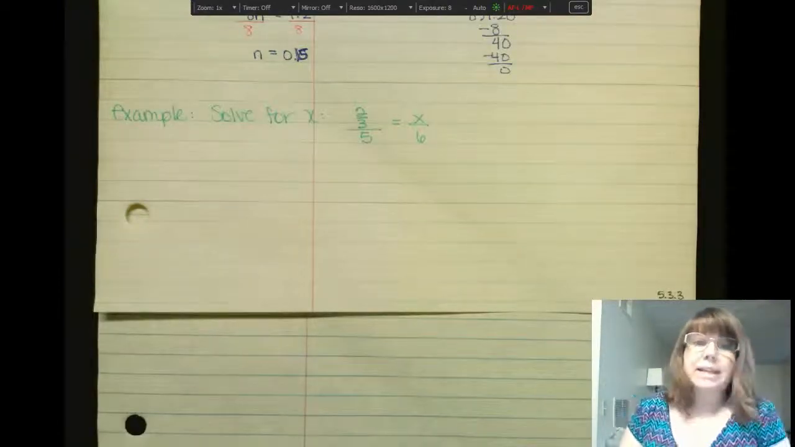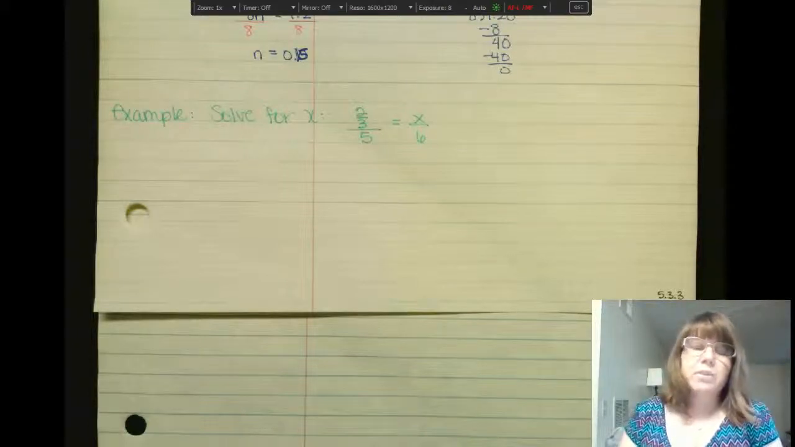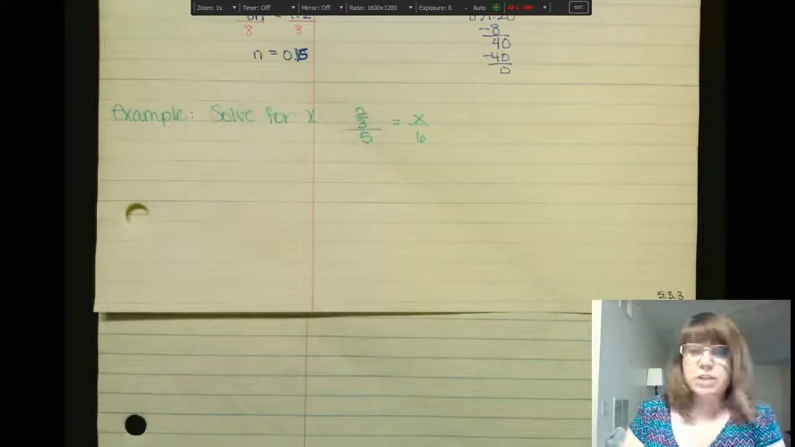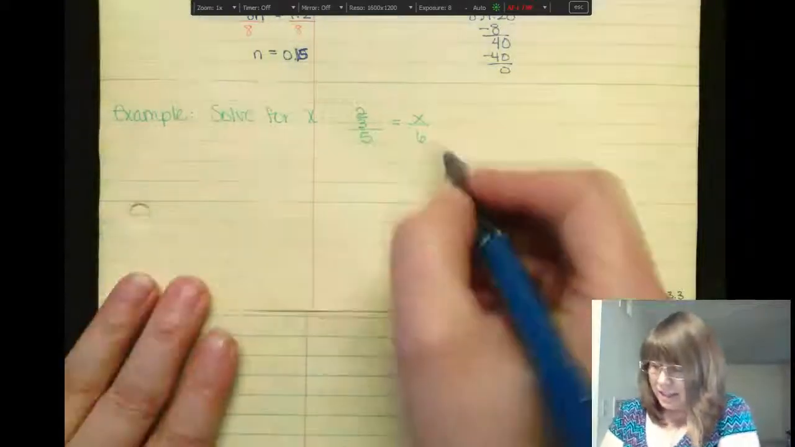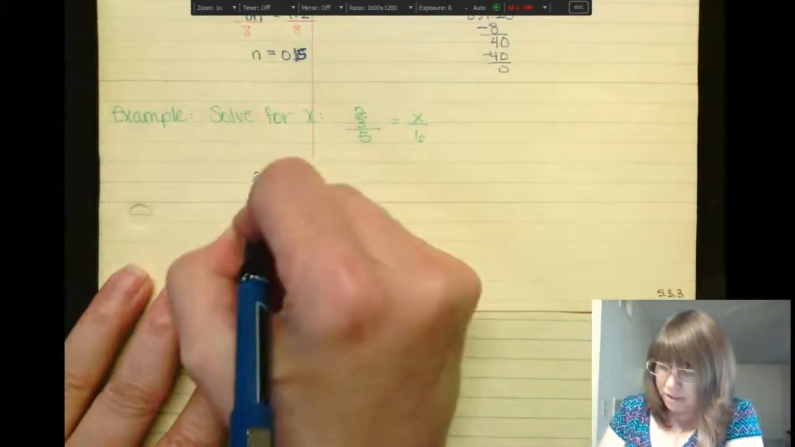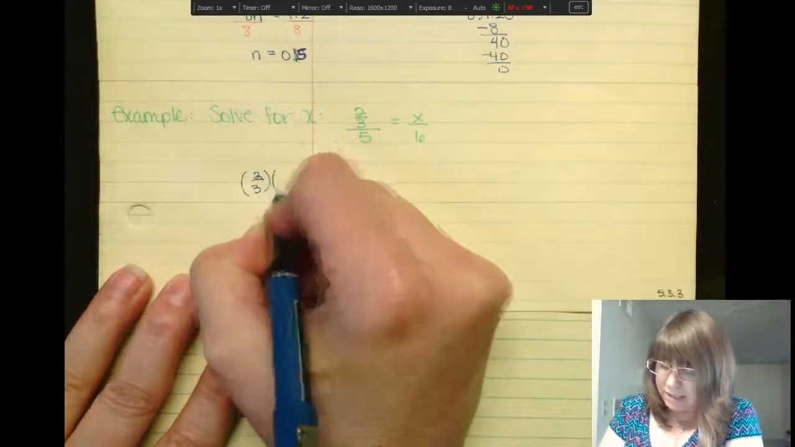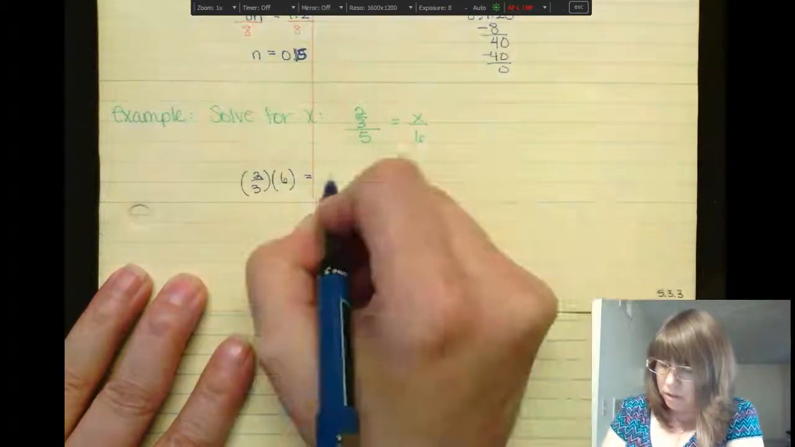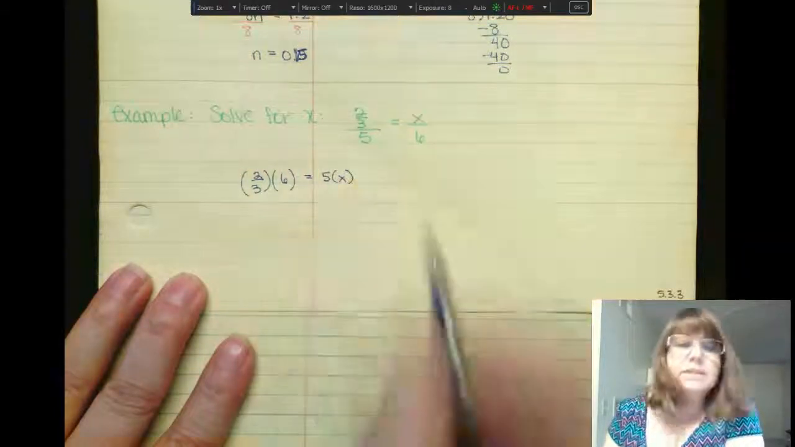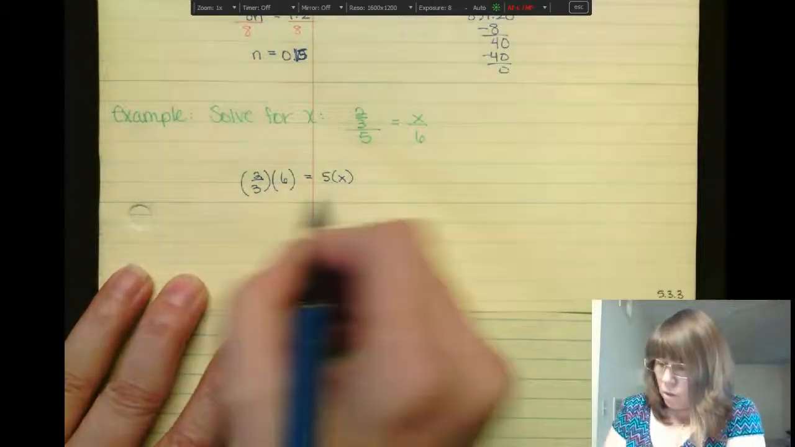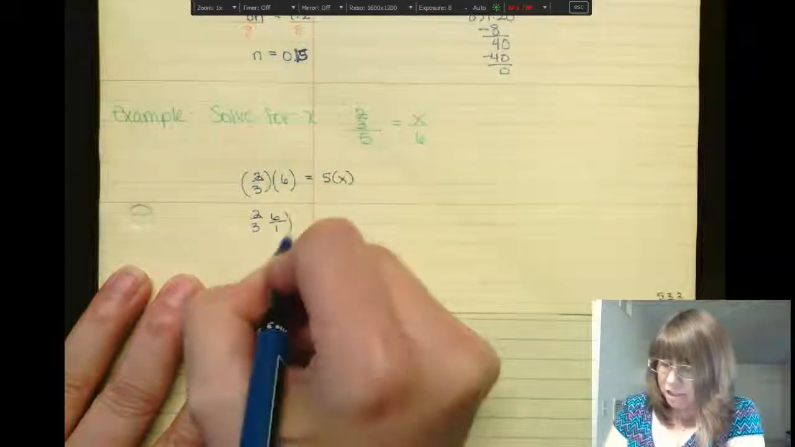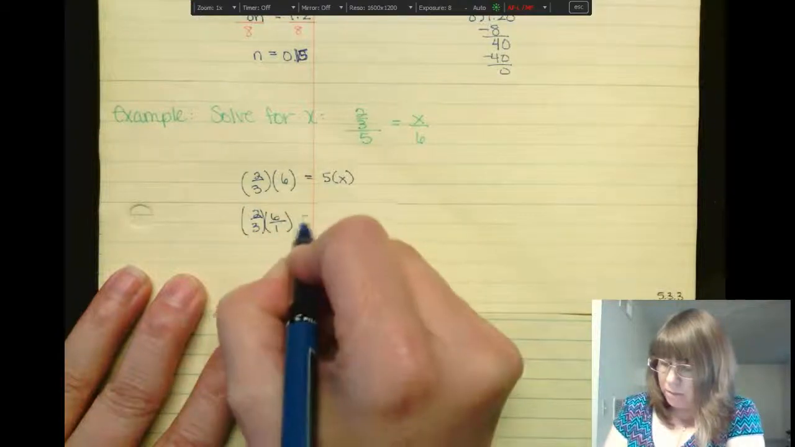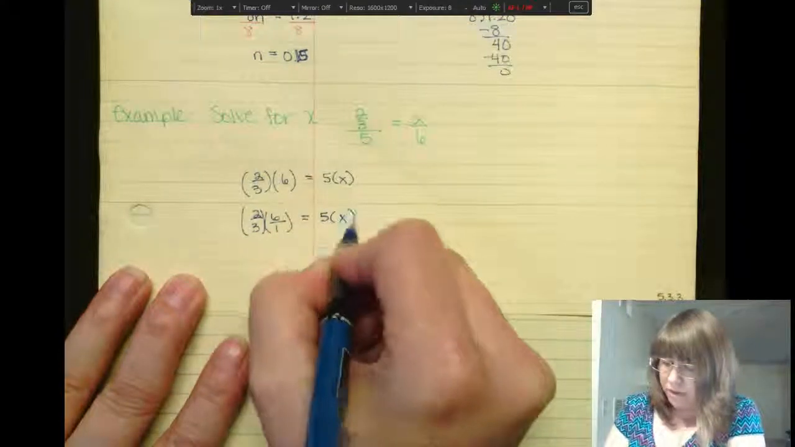Let's work through one more example. Now, I don't want you to get scared off because there is a fraction here. Let's treat it just like any other number, and we're going to use our fundamental property of proportions to solve for x. So let's take the extremes. 2/3 times 6 should equal 5 times x. Well, 2/3 times 6, I can treat the 6 like a fraction by putting a 1 on the bottom of it, right? No harm, no foul there.